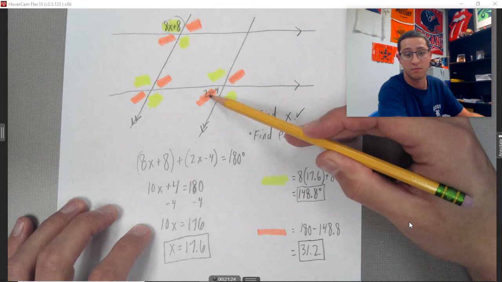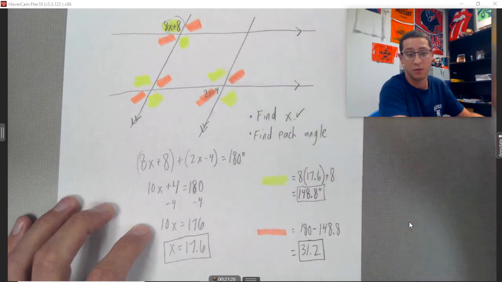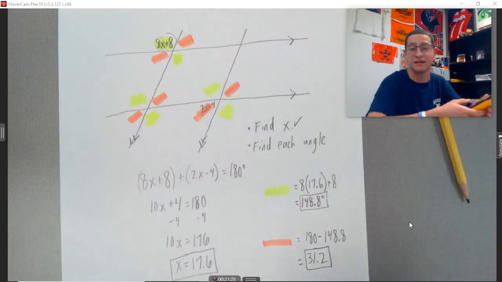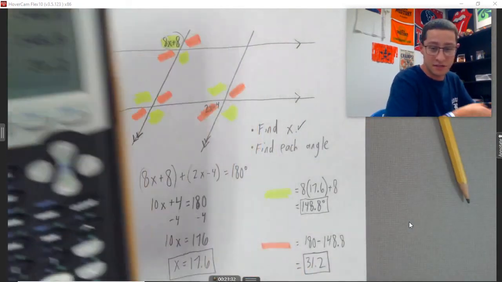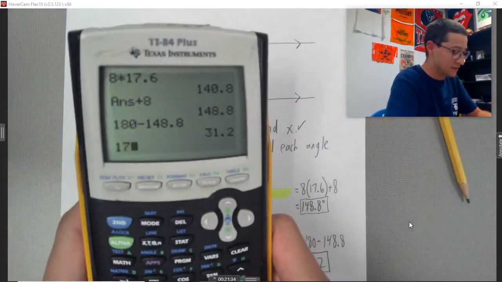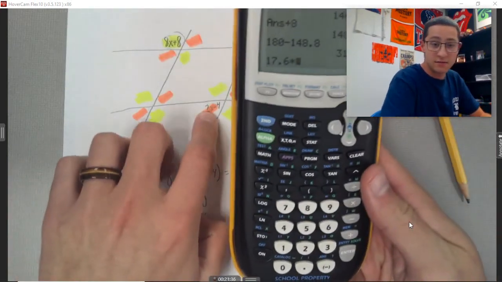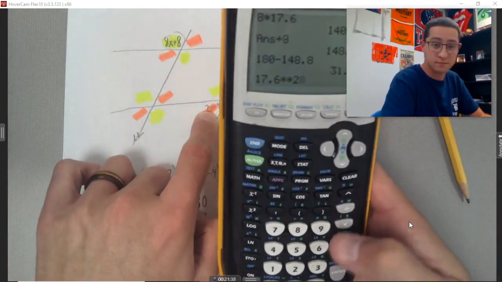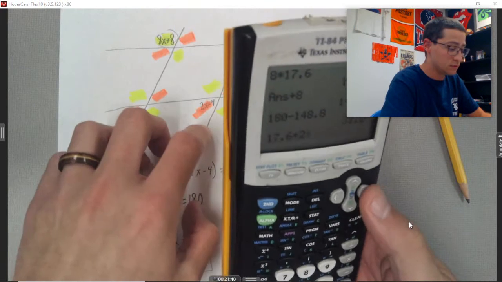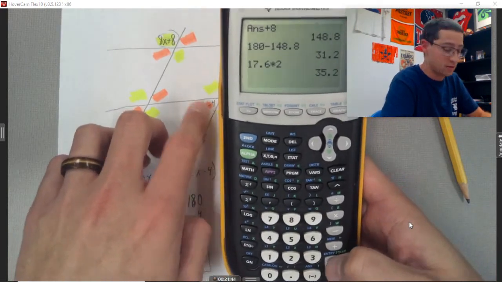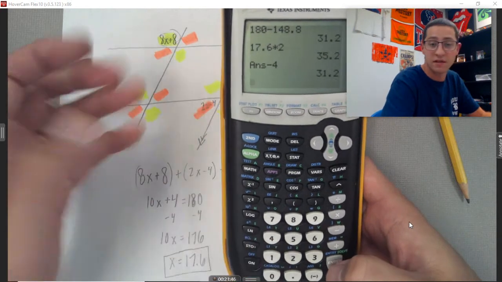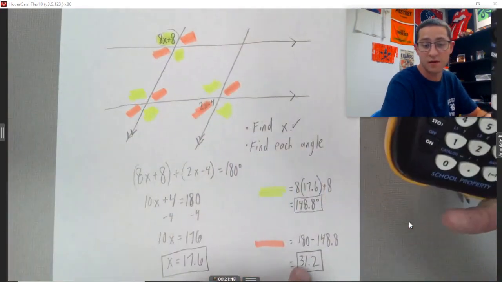Just to double check, maybe I had a panic attack that it wouldn't, we could do that here. 17.6 times 2, and then the minus 4. Yeah, and so we're going to get that 31.2 that we got here.